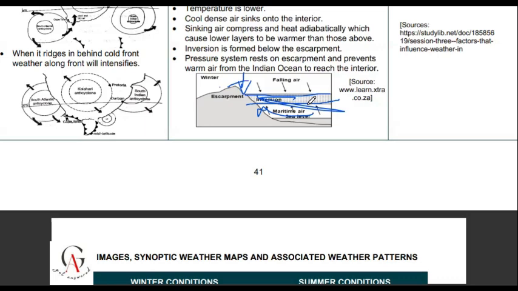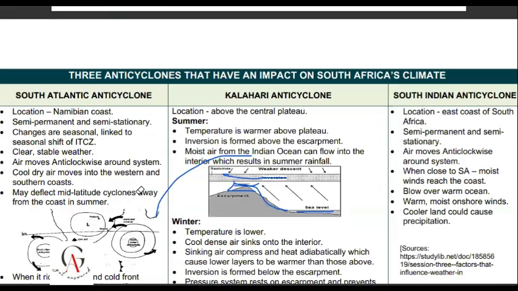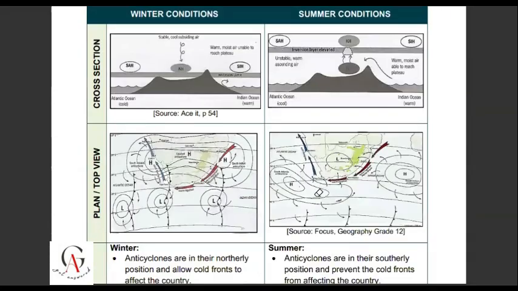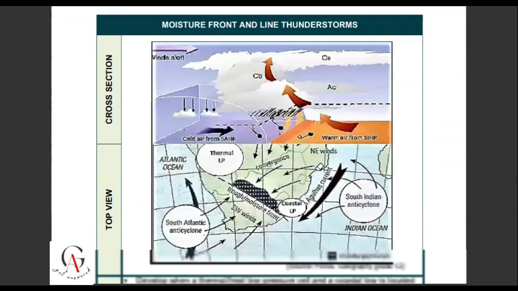And when it's like this one, the inversion layer is below the escarpment, it will create dry conditions and stable conditions over the interior. Warm and moist air is blocked from reaching the interior. That is typical of questions that you get on traveling disturbances associated with summer and winter conditions. Right. Let's move on to the line thunderstorms and the moisture front.